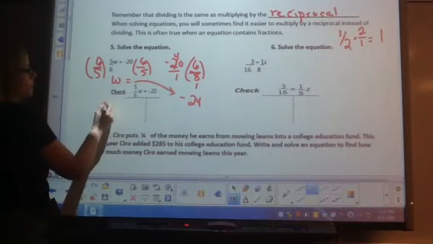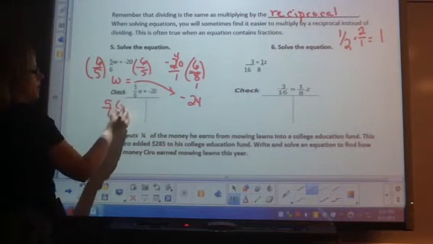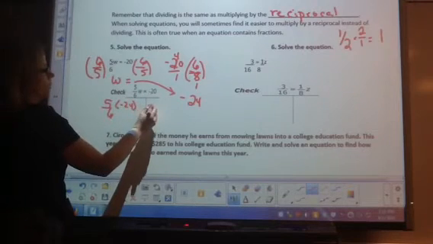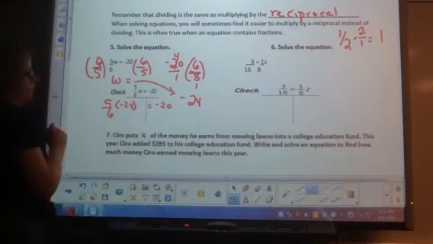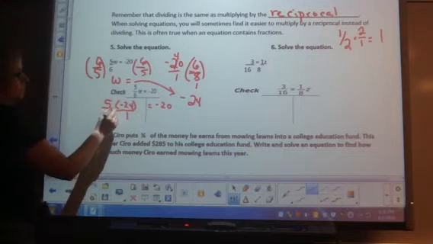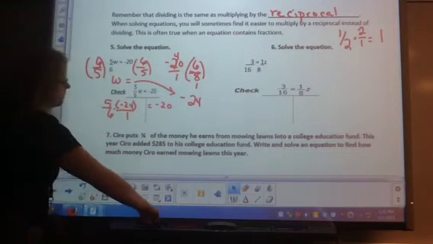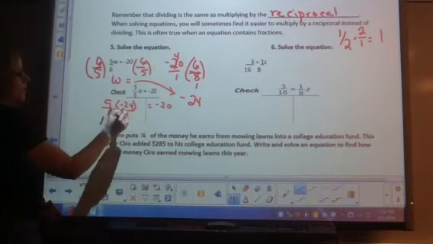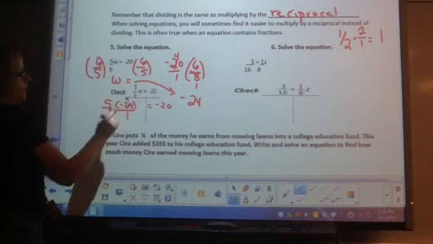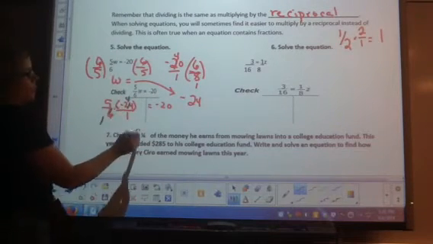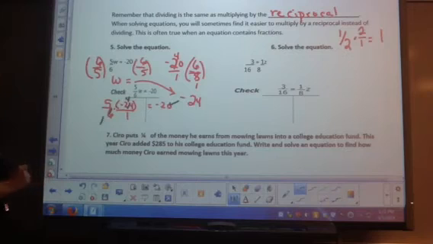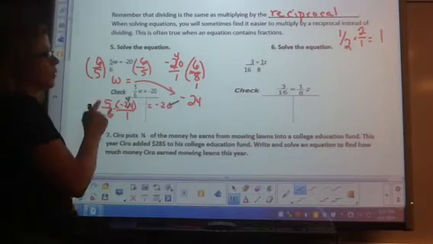Well, let's check it. 5/6 times negative 24. Does that equal negative 20? Let's cross simplify. Divide by 6. Divide by 6. 5 times a negative 4 is a negative 20. Okay? See if y'all can do number 6 on your own. And if you need to, you can look up here.